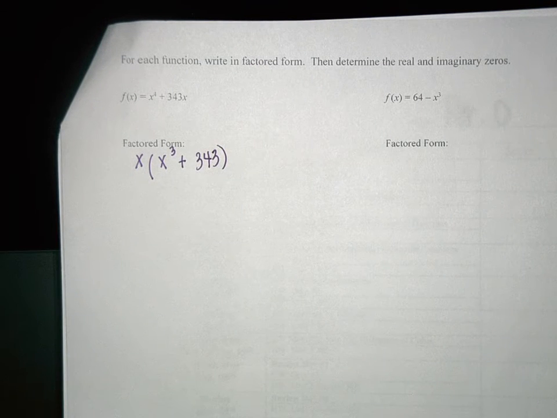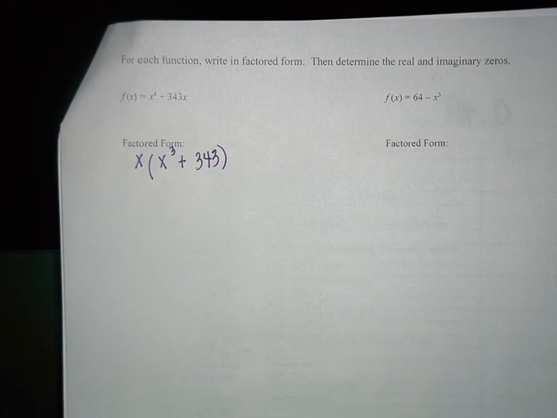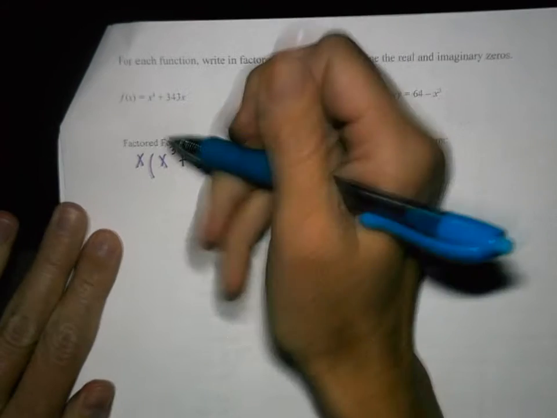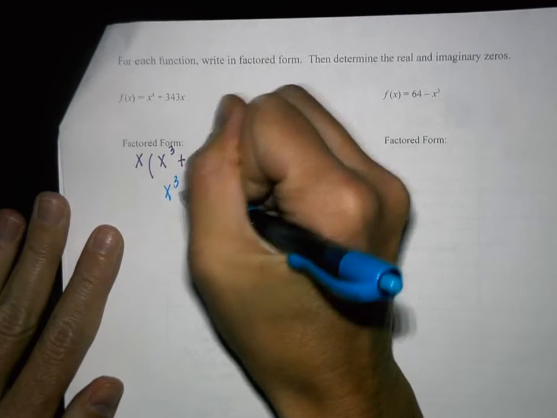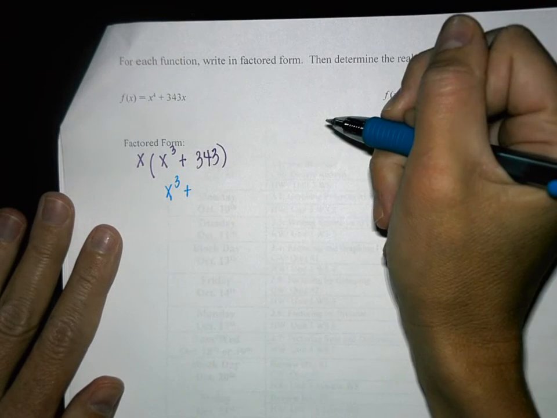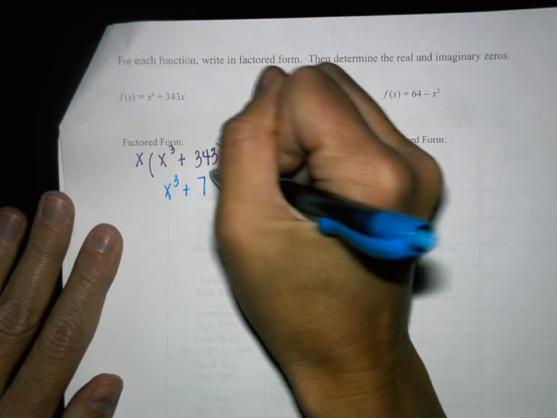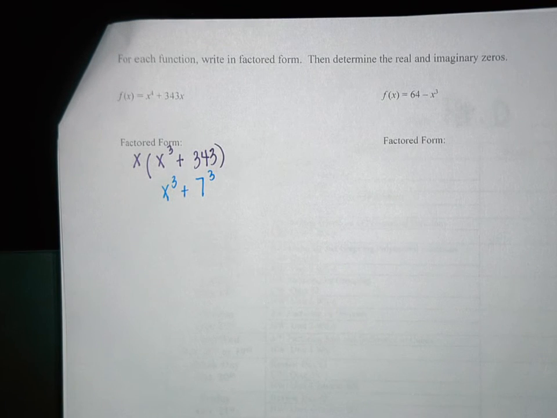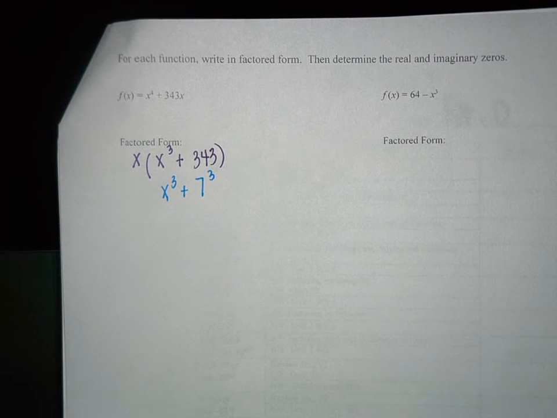Next, what will I do? Turn everything into cubes. Very good. We want to write everything as a cube. So we have x cubed. And what is 343 as a cube? Good. Okay, now what? We can write out the numbers.